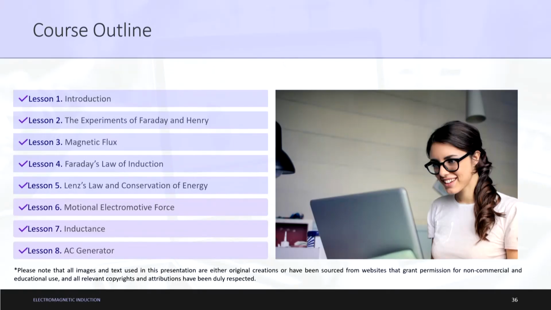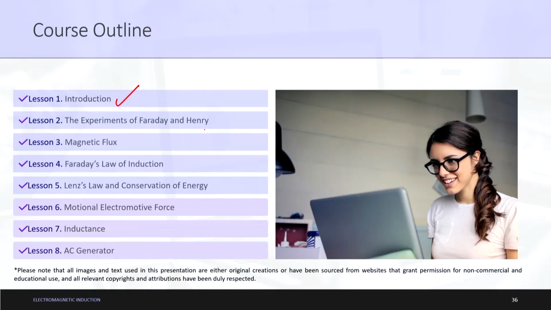With electromagnetic induction. As this is the third lecture, in the previous two lectures we have already covered the introduction to electromagnetic induction, what is electromagnetic induction, what is the relation between current and magnetism, followed by the experiments of Faraday and Henry. Just to recap, there were 3 experiments of Faraday and Henry, namely 1, 2 and 3.